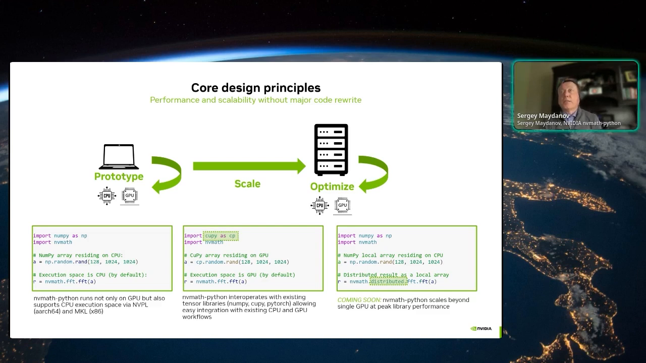And on the right-hand side, you can see that it can even scale to multiple GPUs, multiple nodes, where we are soon introducing the distributed APIs, which allow you to work with different distributed libraries, such as MPI for Pi, or you can use Dask to scale your computations to many GPUs, many nodes.